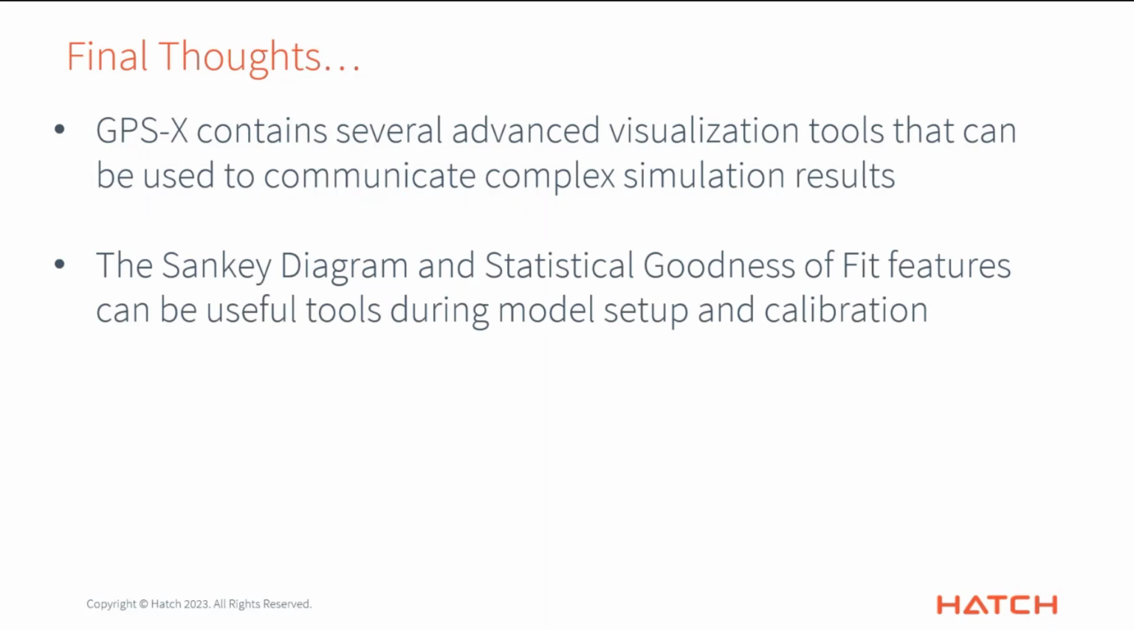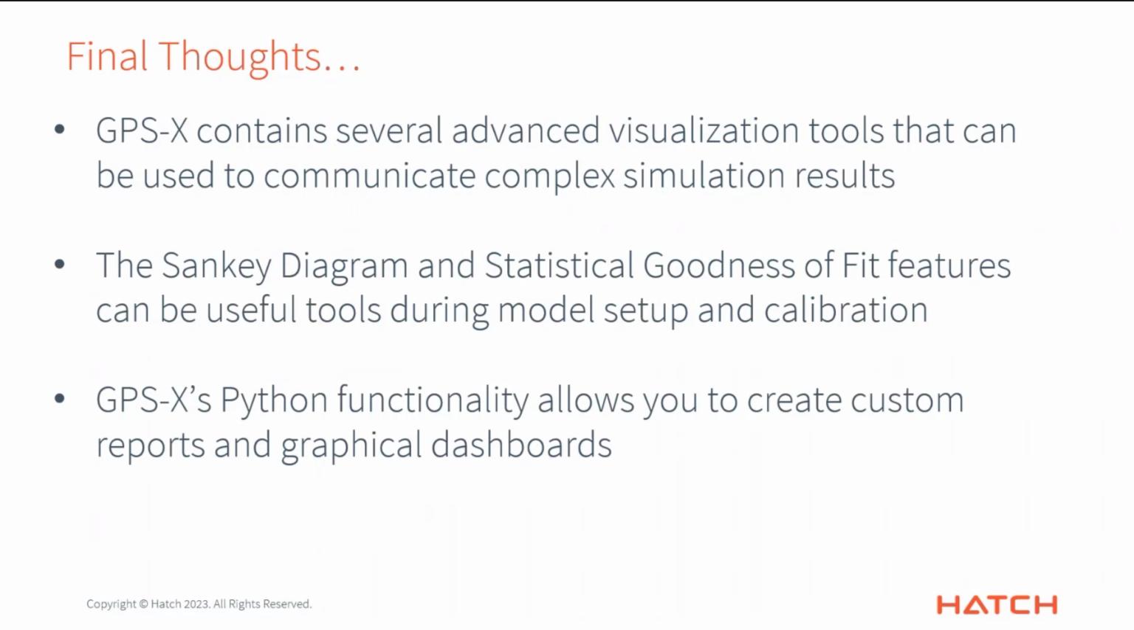The Sankey diagram and the statistical goodness of fit features that we have in there are ones that I take advantage of on a regular basis during model setup and calibration, and the Python functionality does allow you to basically create whatever you want. As Jacob said, there are multiple different libraries out there for plotting and displaying data, and there are some really advanced and very cool things out there that you can get your hands on and directly export your stuff from GPSX into those advanced features.